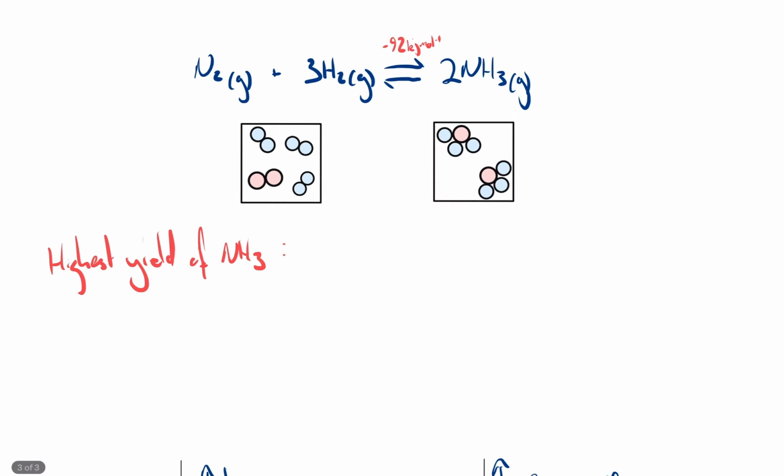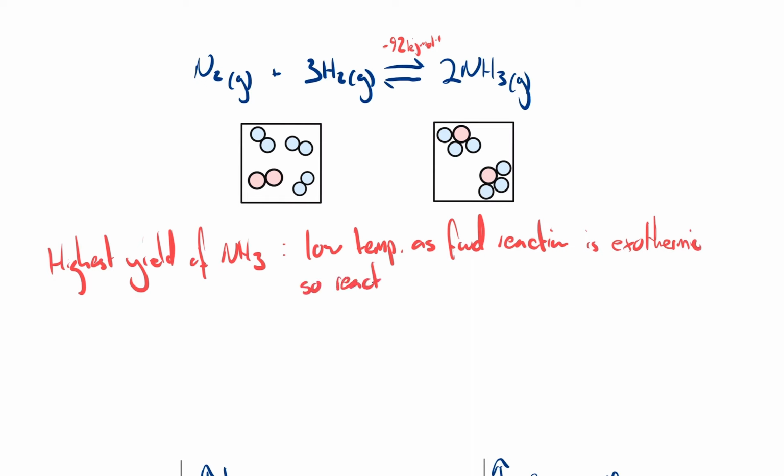So we can start off we're saying low temperature as forwards reaction is exothermic. So reaction will shift to the right to counteract the change.